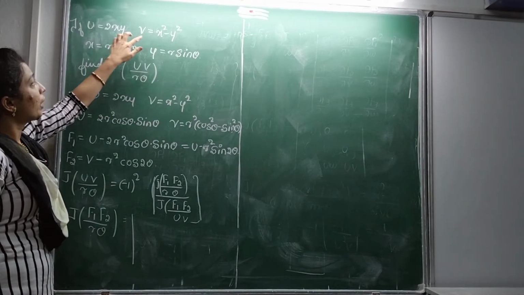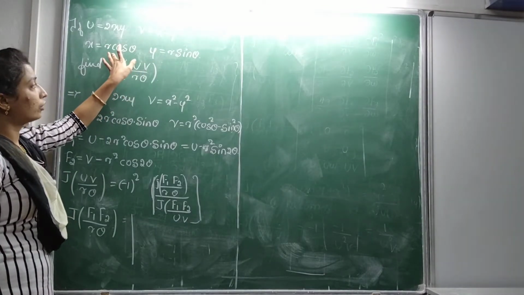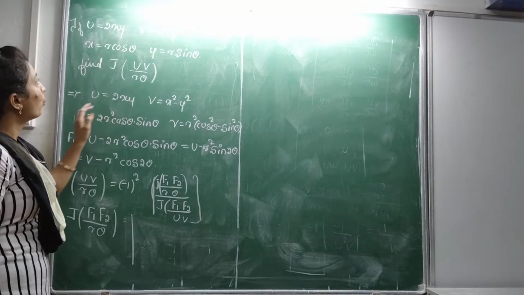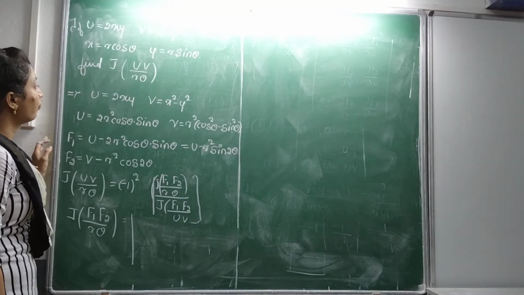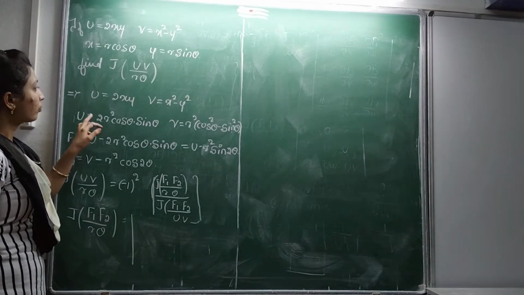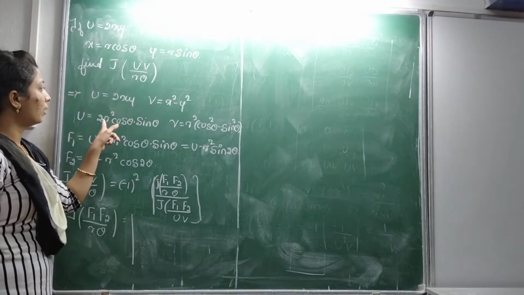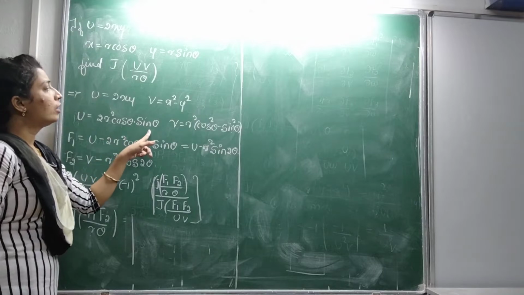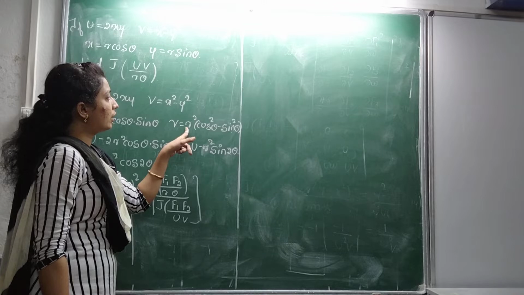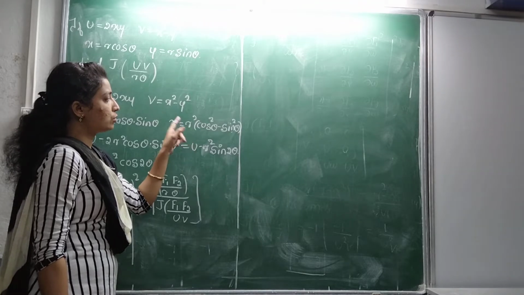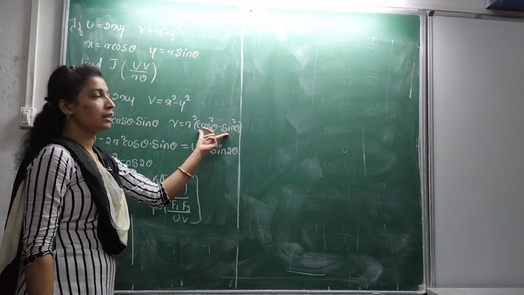Here the terms u and v are the functions of x and y, but these x and y are the functions of r and theta. So we write the term u in terms of r and theta. So u is equal to 2, x value is r cos theta, y value is r sin theta. So it becomes 2 r square cos theta into sin theta. v is equal to x square is r square cos square theta, y square is r square sin square theta. So the term r square is common. Into the bracket we write cos square theta minus sin square theta.